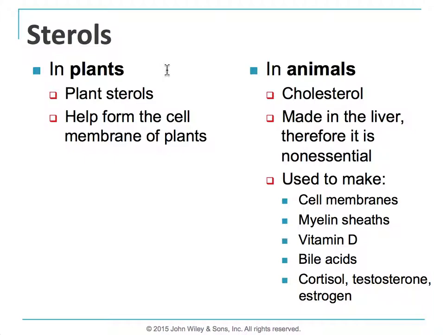And when those myelin sheaths aren't present, it can create a lot of issues for your nerve cells. Degradation of myelin sheaths has been seen in things like multiple sclerosis and other issues with the nervous system. Cholesterol is actually one of the components necessary for making vitamin D. It's also important for making bile acids, cortisol, testosterone, and estrogen. And it's important to note that cholesterol is only in animals.